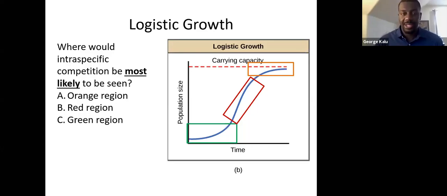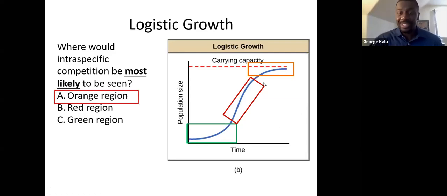So Josie says the orange region, Kimberly says the red region. Anyone else? One of these is correct. Let's see if we can break this tie. Where would we see the most competition? Anybody else? So Yetzi says orange. Oh, Jackie says red. Julio says orange too. So we had about a 3-2, and so this would be in the orange region, right?